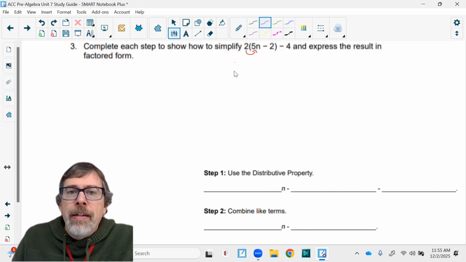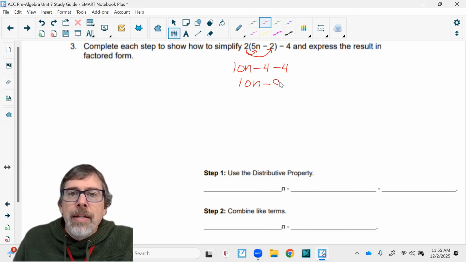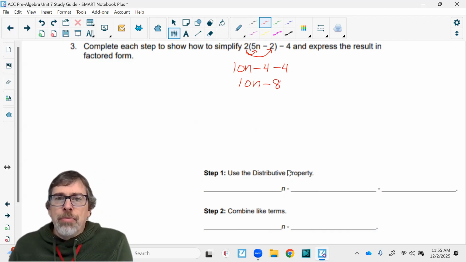2 times 5n is 10n. Positive times a negative, don't forget this, it's negative. 2 times 2 is 4, and then this minus 4 is another 4 taken away. So 10n minus 4 is 10n, and negative 4 minus 4 is minus 8. It says use the distributive property. That was step 1. If this were fill in the blank or a drop-down box, the 10 goes here. Here's the n minus, and there's our 4. So you put a 4 here. And then there's a minus sign here, and there's a minus sign here.